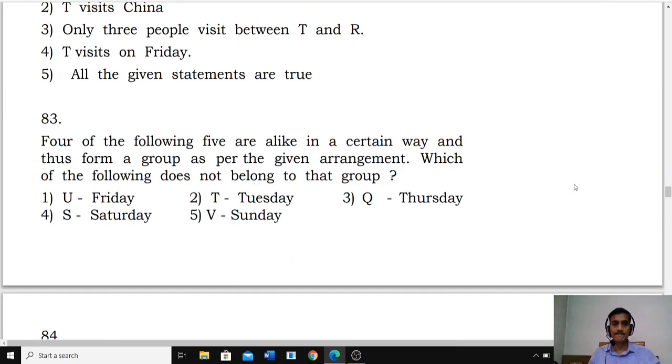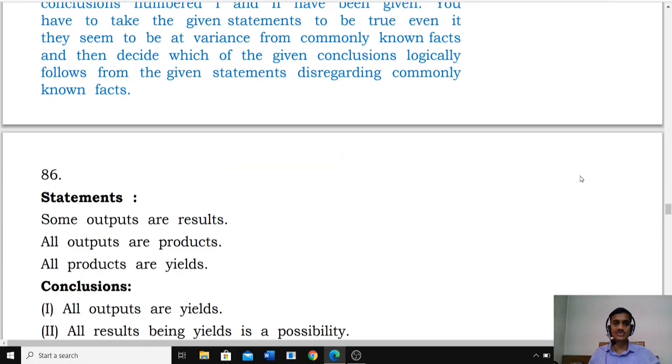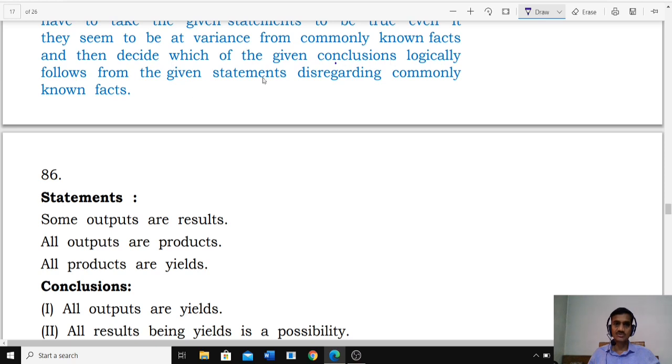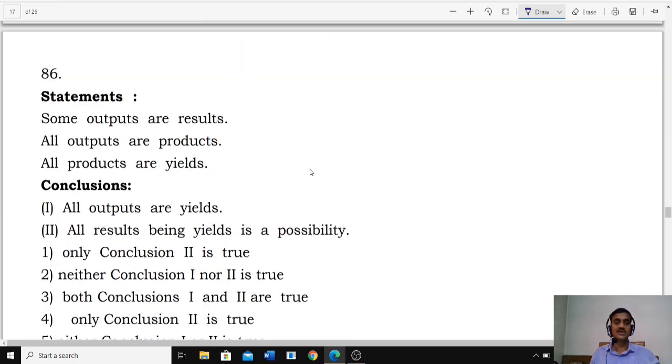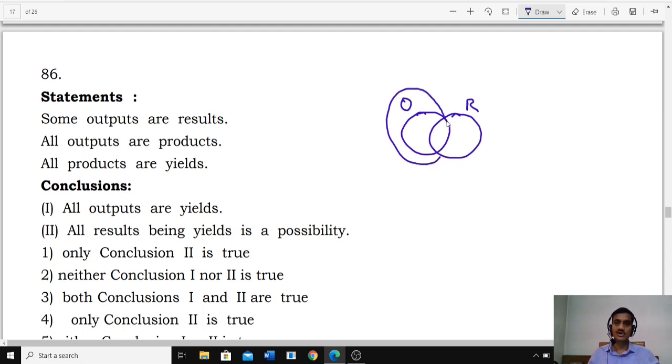The next one. Question numbers 86 to 90 are based on syllogisms. Logically follows means the basic model in the syllogism, the first model. Some of the outputs are results. These are the outputs and these are results. All outputs are products. All products are yield. This is the basic diagram. Then all outputs are yield.